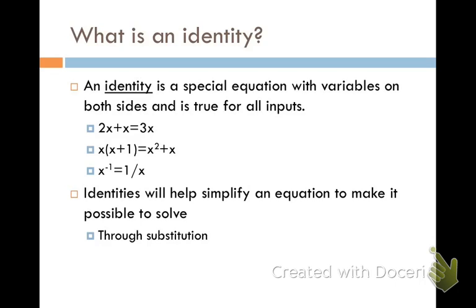The last bullet point is probably the one that most resembles the identities we'll use in trig, because we use the 1 over x to replace x to the negative 1 when it's difficult to use x to the negative 1 in an equation. So we use identities to help simplify an equation to make it possible to solve. A lot of times this will happen through substitution.